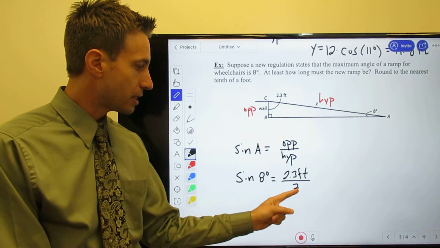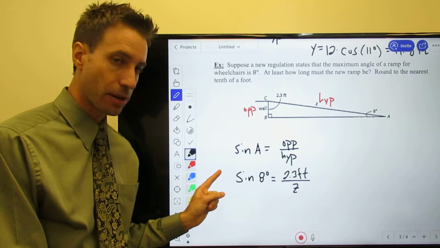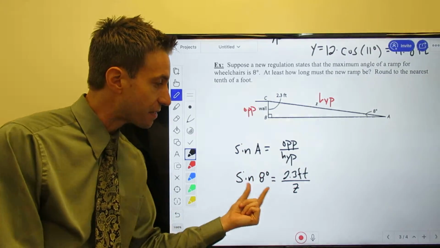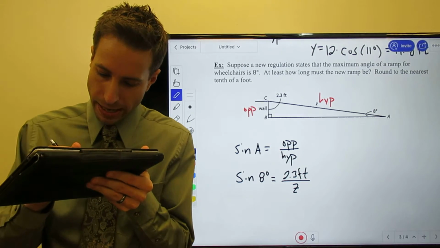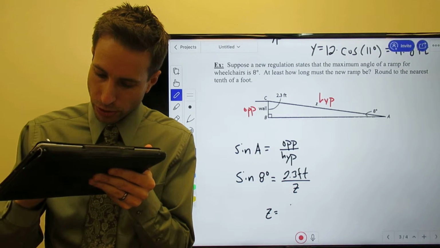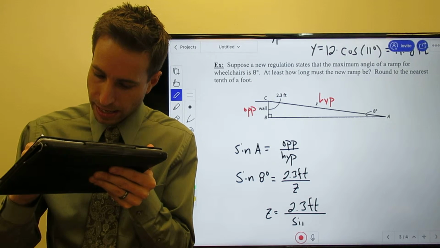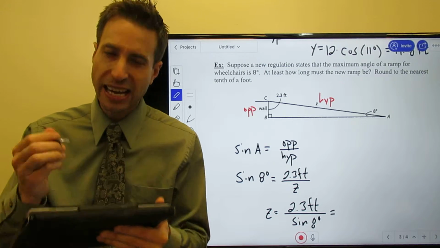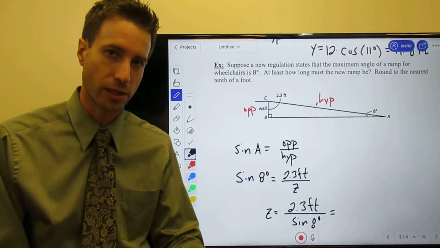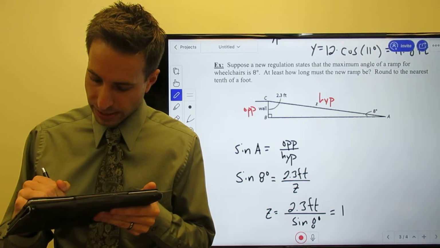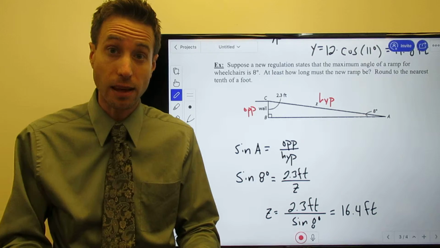We've seen this before. You'll need to multiply z over to this side to get it out of the denominator. But then in order to solve for z, I'd have to divide by sine of 8. So these guys just switch places, and I wind up with z is equal to 2.3 feet divided by the sine of 8 degrees. Again, don't fat finger something on your calculator. 2.3 feet divided by sine of 8 degrees, which is on your calculator, and you're going to wind up with 16.4 feet.